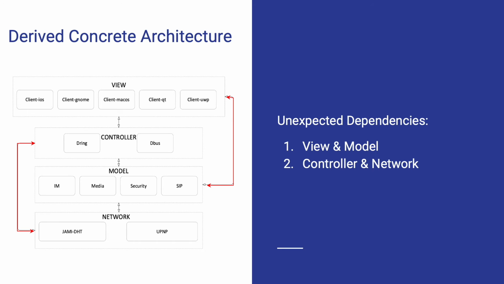By analyzing the Yummy source code, we found a different dependency relationship from our recovery of the conceptual architecture. Two unexpected dependencies are between the view and the model, and between the controller and the network. This was because the clients in the view layer and the security in the model layer are dependent, and the communication data between users needs to pass through the P2P network in the network layer, so the controller and network are also dependent.